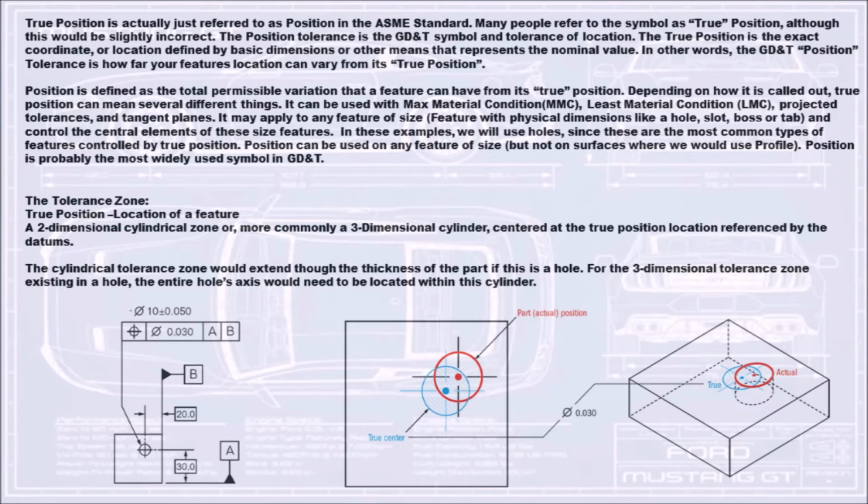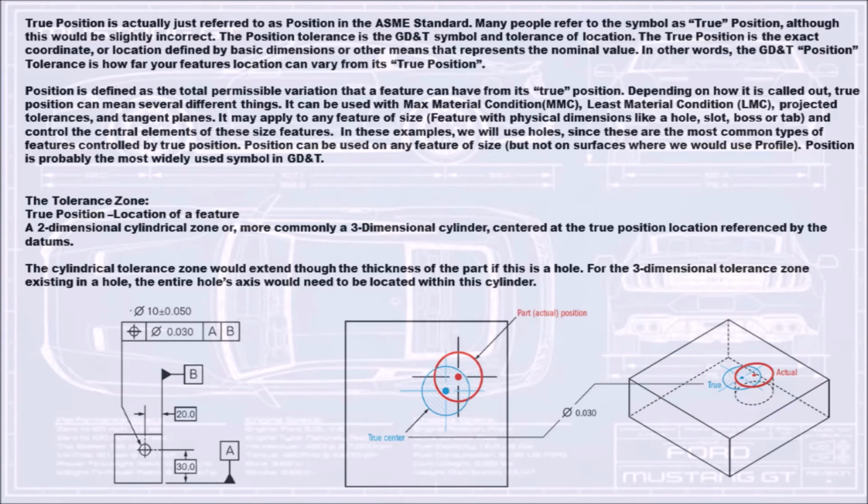Position is probably the most widely used symbol in GD&T. The tolerance zone. True position location of a feature: a two-dimensional cylindrical zone or, more commonly, a three-dimensional cylinder, centered at the true position location referenced by the datums. The cylindrical tolerance zone would extend through the thickness of the part if this is a hole.